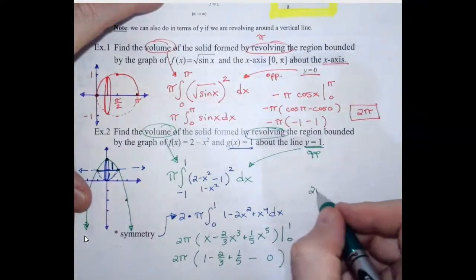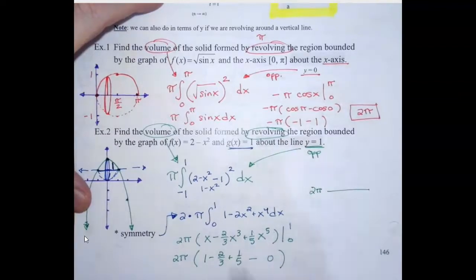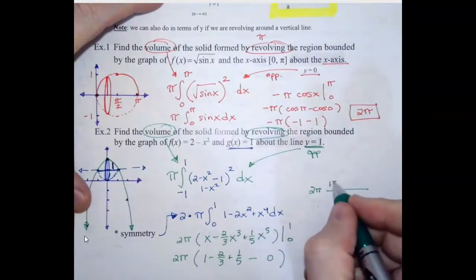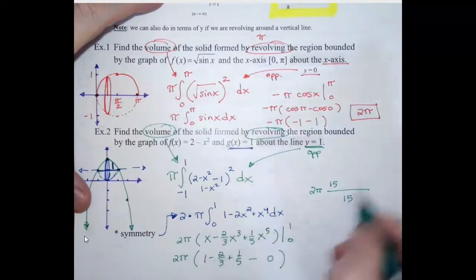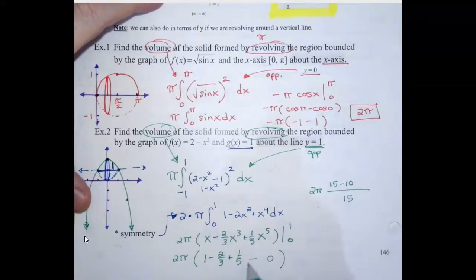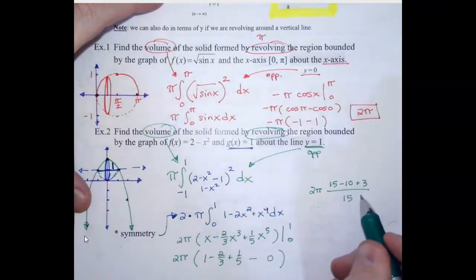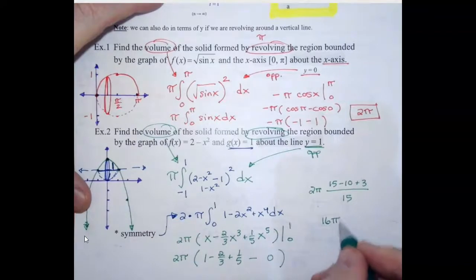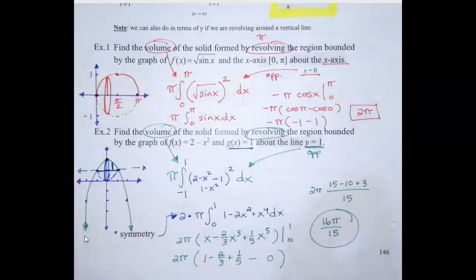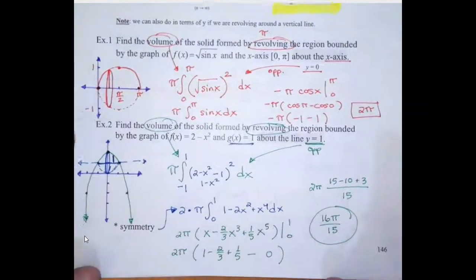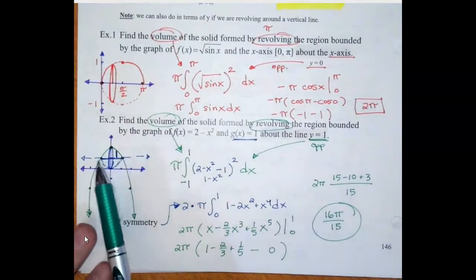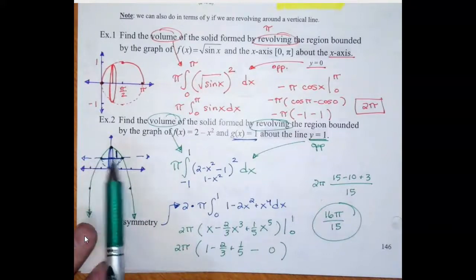Okay, so getting a common denominator here, it looks like that's going to be 15. So if we multiply this, I have to multiply by 15 over 15. This we would have to multiply by 5 over 5. And this we would have to multiply by 3 over 3. So that looks like 16 pi over 15. So the one adjustment we had to make up there was we had to realize that because we were revolving around y equals 1, that changed what the radius was going to be. We weren't going all the way down to here.